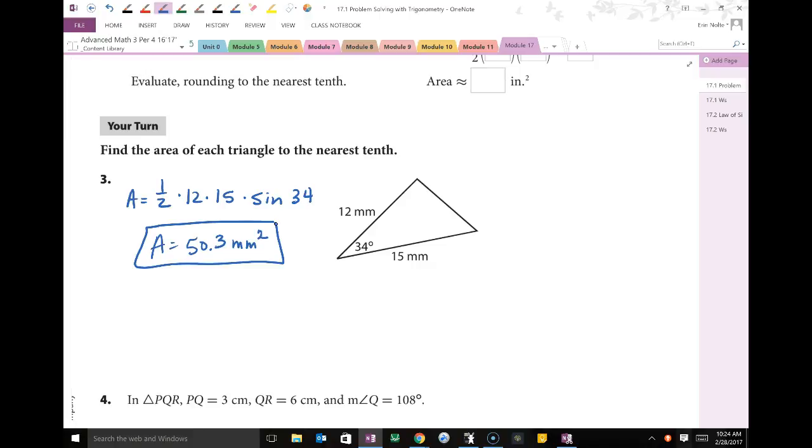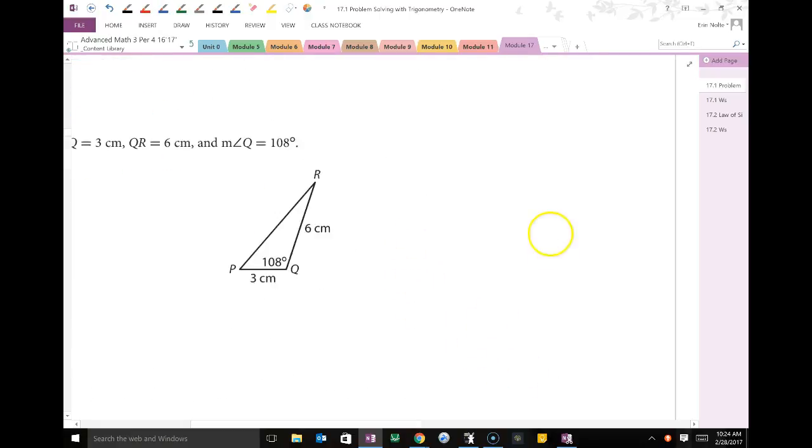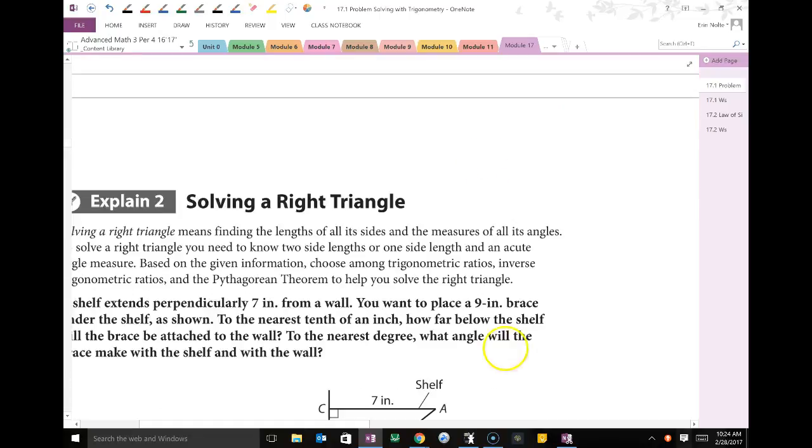Do I need to do another example of finding the area of a triangle? That's pretty easy, right? As long as you have a side angle side, life is pretty simple. Okay, so moving on.